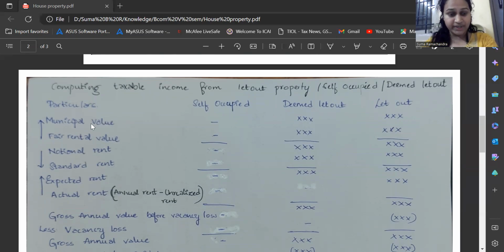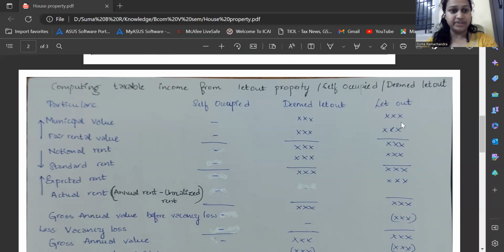Here, you're going to take the municipal value for the next step. You're not going to ignore the question just because they have not given you fair rent value. You're still going to consider the municipal value as notional rent. And then you're going to calculate further.